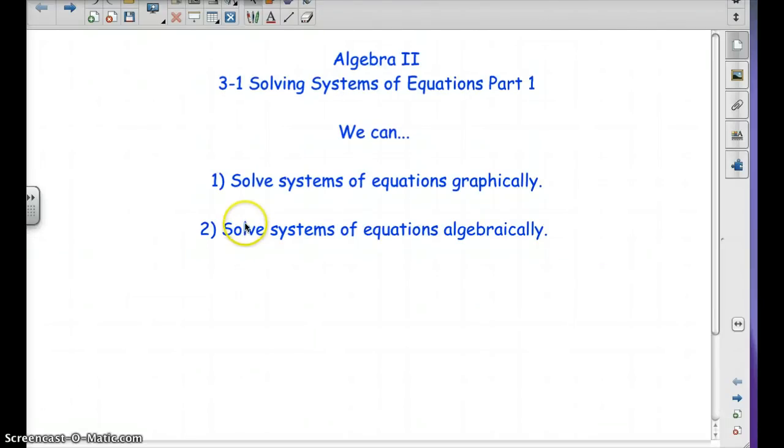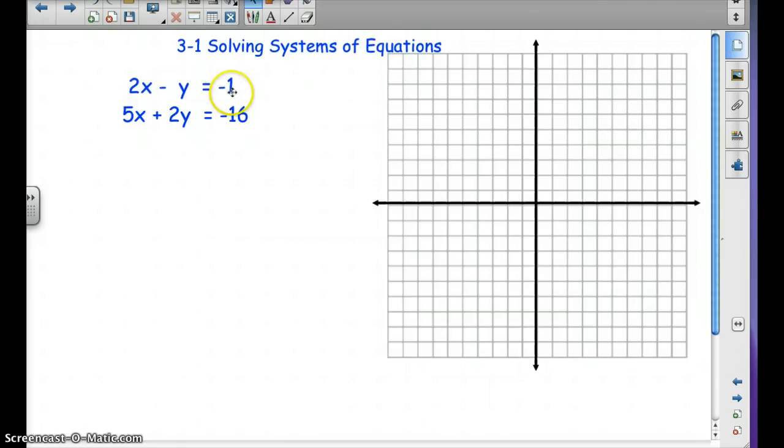Hello, Algebra 2 students. We're starting Chapter 3 with solving systems of equations, graphically and algebraically. You've probably done this before in Algebra 1, so this is a good refresher. So we're going to start off with graphing systems of equations. A system is where we have two equations, and we're trying to find that point of intersection, and that will be the solution. So let's solve this one by graphing.